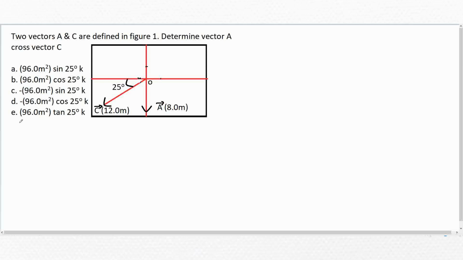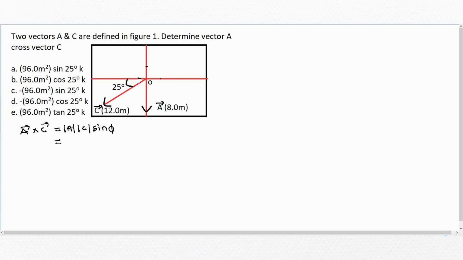So we know that if we have two vectors A and C, and we know the angle between them and their magnitudes, then the cross product A cross C is given by the magnitude of the vector A times the magnitude of the vector C, then sine of the angle between A and C. So sine of phi, where phi here is the angle between A and C. And in this diagram, the angle between A and C should be 90 minus 25, which should be 65 degrees.